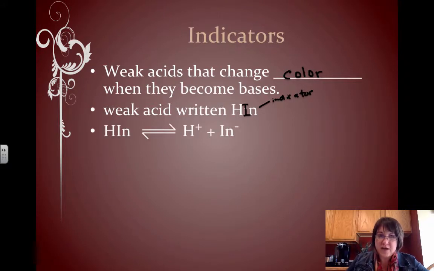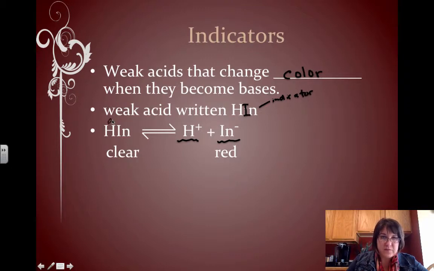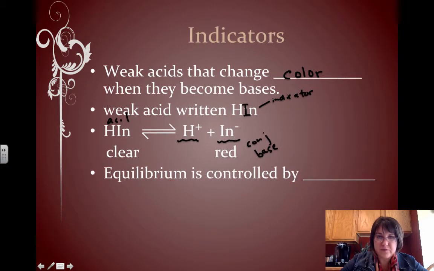So HIn dissociates, making some ions of H plus and some anions of whatever your indicator is made from, phenolphthalein or bromothymol blue or whatever. If it's phenolphthalein, then the acid is going to be clear and its conjugate base is going to have a red or a magenta color, right? And you've seen this before in our titrations. We've used phenolphthalein a few times.